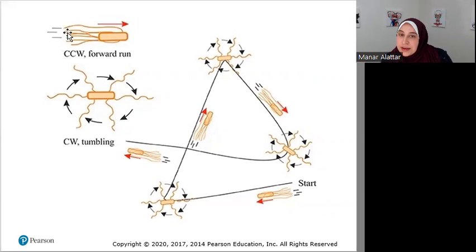So they actually run, so as you saw, that counterclockwise motion that allows them to move forward. And if they sense that they're getting closer to an attractant, or farther from a repellent, based on the chemical signals in their environment, they'll continue in that direction. But if they sense that they're getting closer to a repellent or further from an attractant, based on those chemical signals, they'll actually tumble, which will reorient them randomly. And then they'll run again.